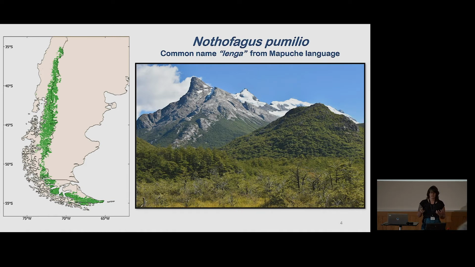So the question is, how on earth has this tree species actually survived through all of this to become one of the most common species in this part of the world? Is it local adaptation? And if it is, what is actually driving it?